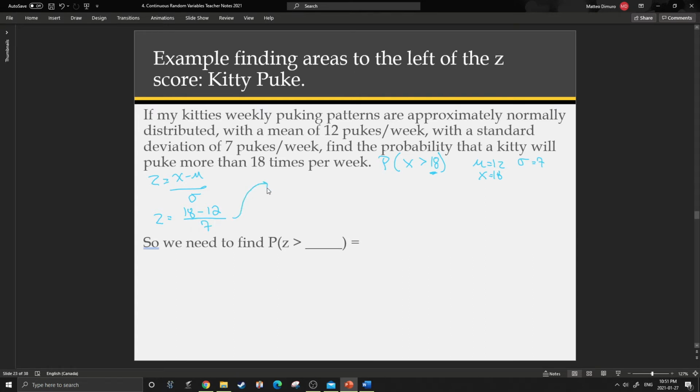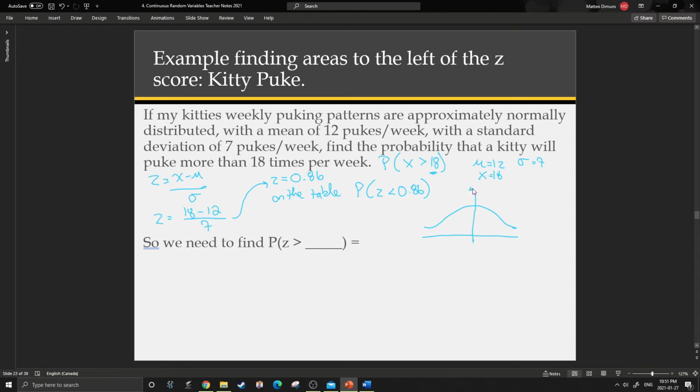I ran out of room, so I'm just going to go like this. What are you going to get? Well, on the top, you're going to get 6 divided by 7, which gives you 0.86. All right. Now, remember, on the z-score table, we can find the probability that z is less than 0.86 because our normal distribution table always gives us the value to the left.